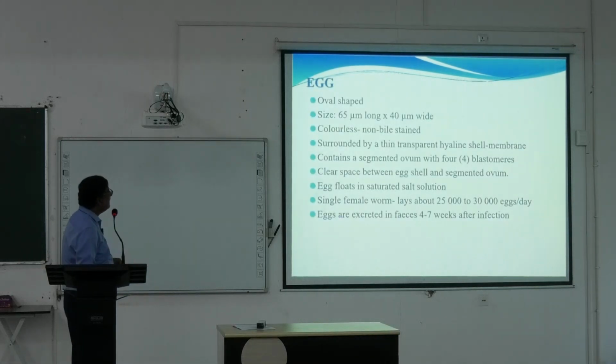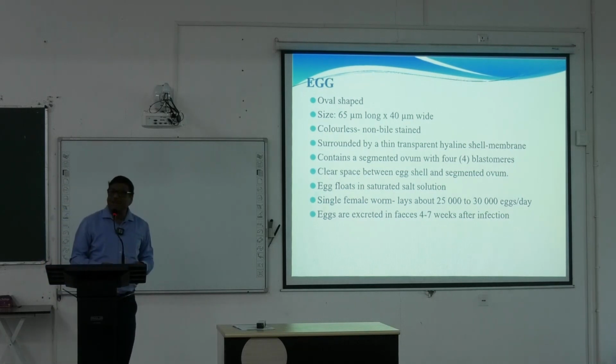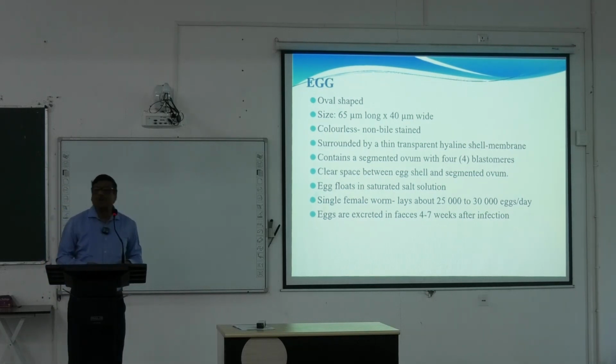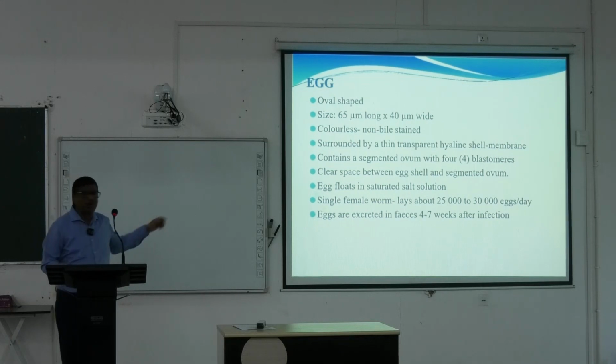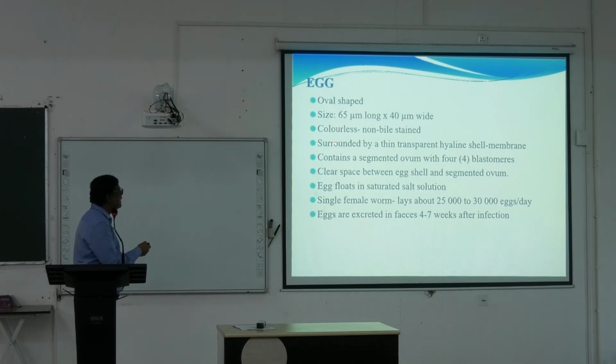The egg is oval shaped, colorless, non-bile stained. An example of non-bile stained ova is hookworm. They are surrounded by a thin, transparent hyaline shell membrane and contain a segmented ovum with 4 blastomeres. This is the characteristic of hookworm: 4 blastomeres with colorless, non-bile stained ova. There is a clear space between the eggshell and the segmented ovum.